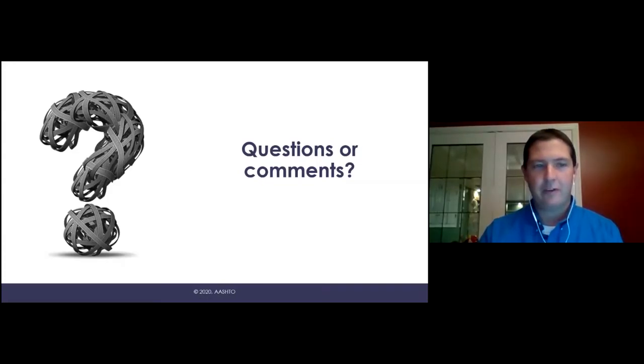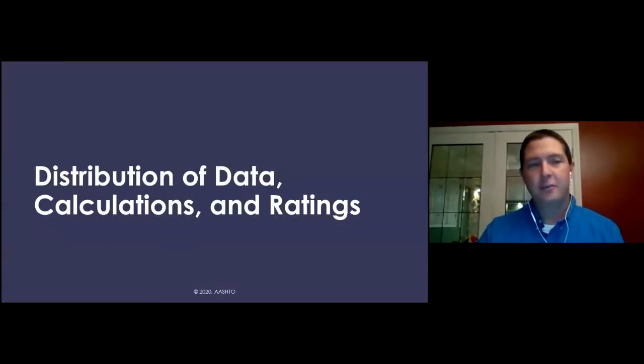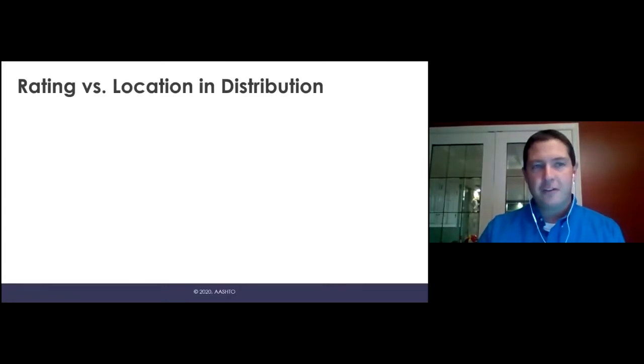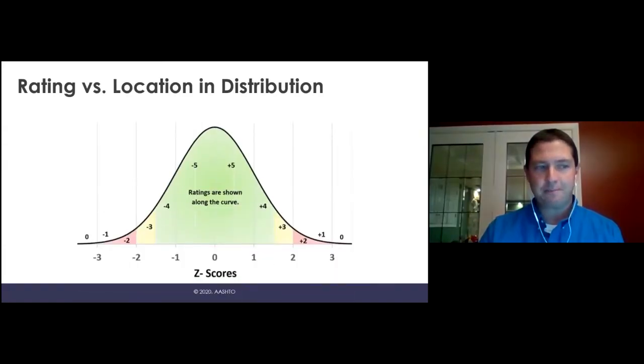All right, perfect. Here we go. So, distribution of the data and calculation of ratings. Like I said, this is going to be our next focus for this section, and hopefully this will address some of those questions that are out there. So the first slide we're going to look at is rating versus location in the distribution. So here we have our standard bell curve, right? Normal distribution. It looks pretty good.